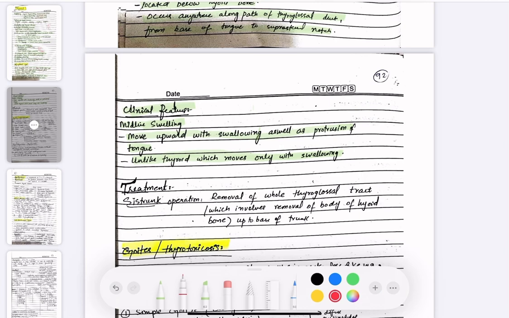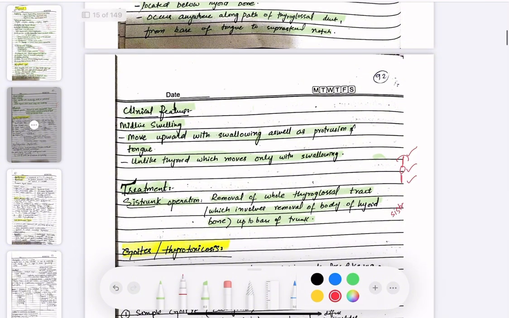The treatment option for thyroglossal cyst is the Sistrunk operation, which is the removal of the whole thyroglossal tract, which involves the removal of the body of hyoid bone up to the base of the tongue. Okay, as we have studied, above is the hyoid bone, and here is the cyst, and here is the thyroglossal duct. So if the cyst occurs here, then you have to remove the hyoid bone, then this thyroglossal cyst, and this duct, and this procedure is known as Sistrunk operation.